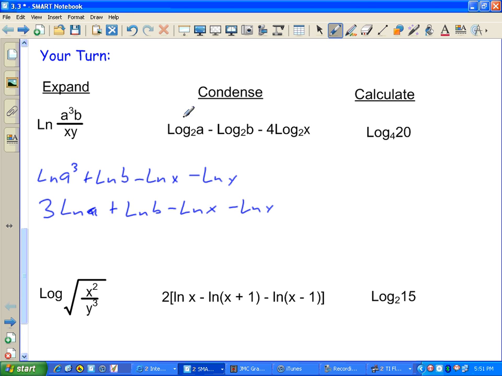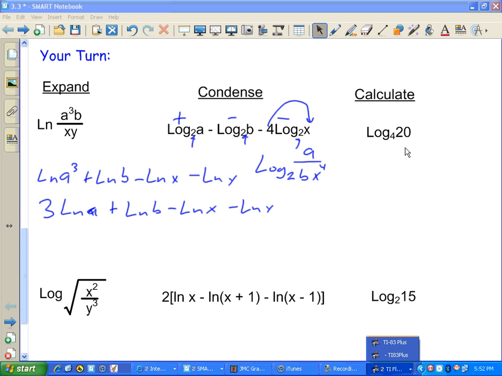To condense this one, this is positive and these are both negative. So these two things are going to be on the bottom. And the 4, of course, is going to be a power on the x. So I have log base 2. Top is just going to have an a. The bottom will have b and x to the 4. It's important to note that in order to condense, you have to have the same base on all your logs. If you don't, you can't combine them.